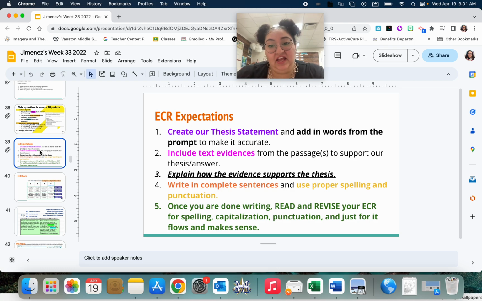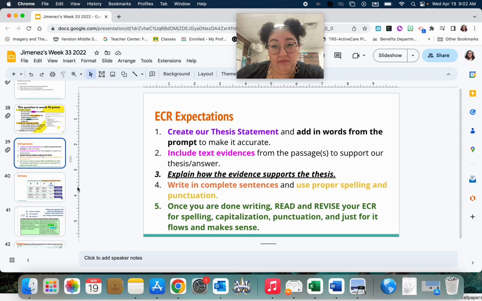You then include text evidence to support your thesis statement and to answer the prompt. And let me make this clear. If it's not doing both of those, then we went wrong somewhere. Because your evidence should be answering the prompt, but also supporting your thesis at the same time. So if it's not doing both, then most likely your thesis needs to get fixed. Number 3 is explain how the evidence supports the thesis. So once you have your thesis, once you have your evidence, you need to explain how your evidence supports that.